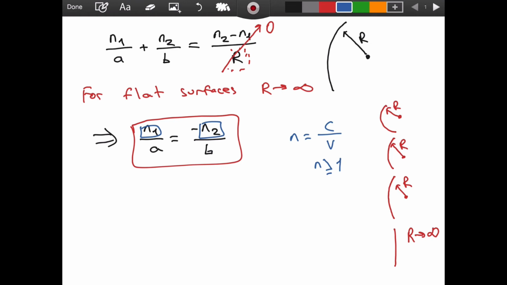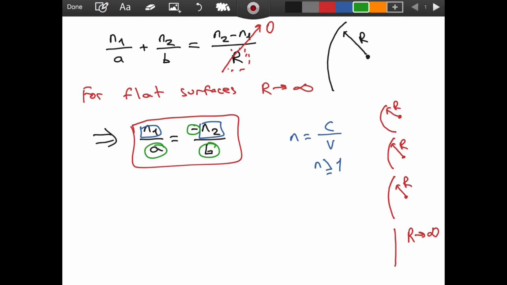So we got that. And then we have something interesting. We have a, b, and a negative sign. This means a and b cannot possibly have the same sign. If a is positive, b must be negative. If b is positive, then a must be negative. Okay, I hope this makes sense from the formula. I mean, this is what the equation is telling us. But how does this correlate with reality?